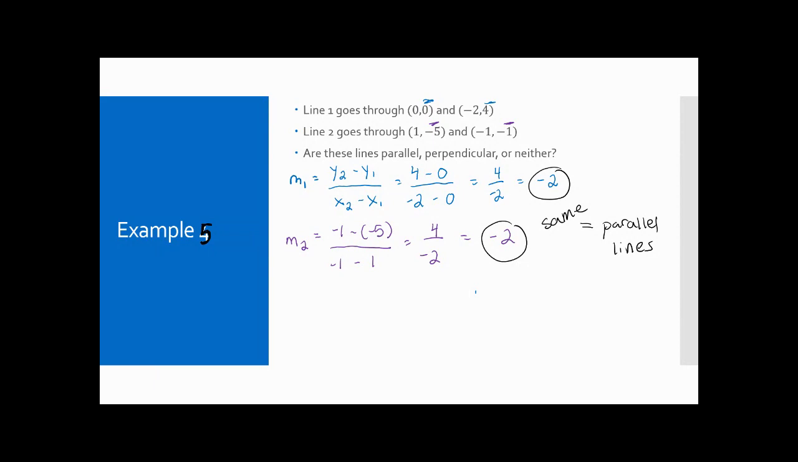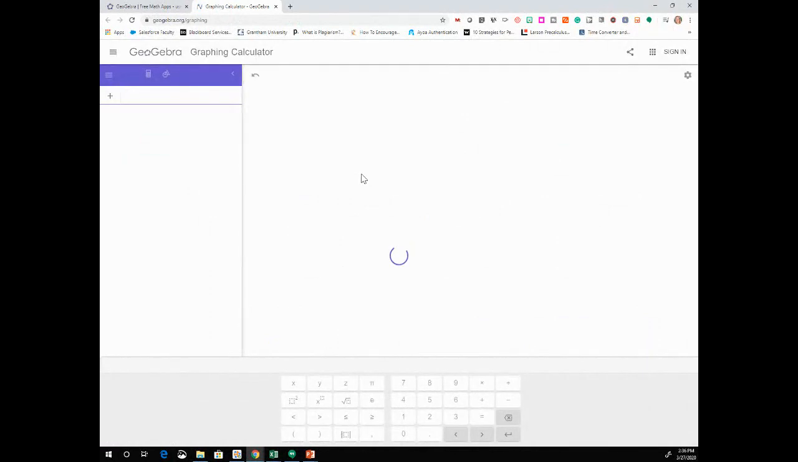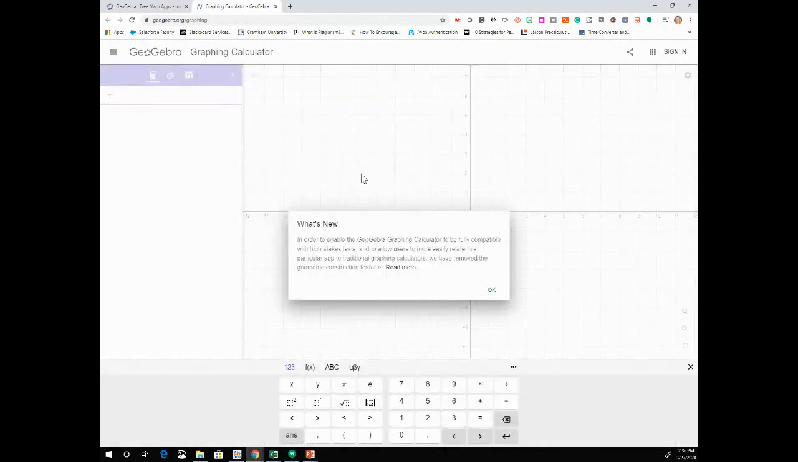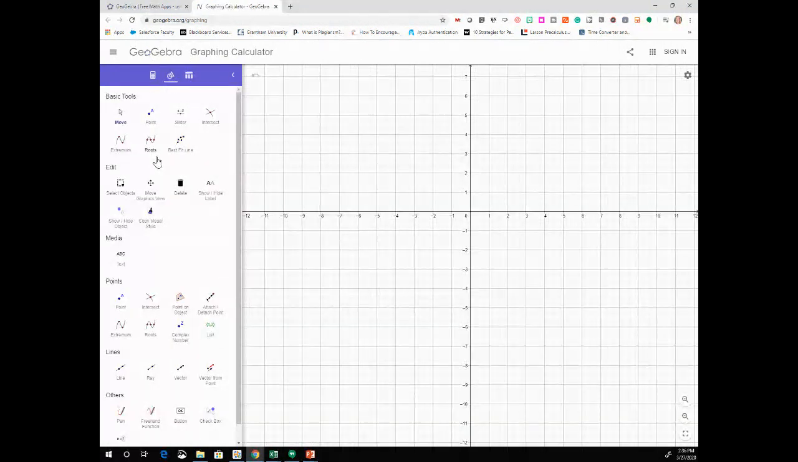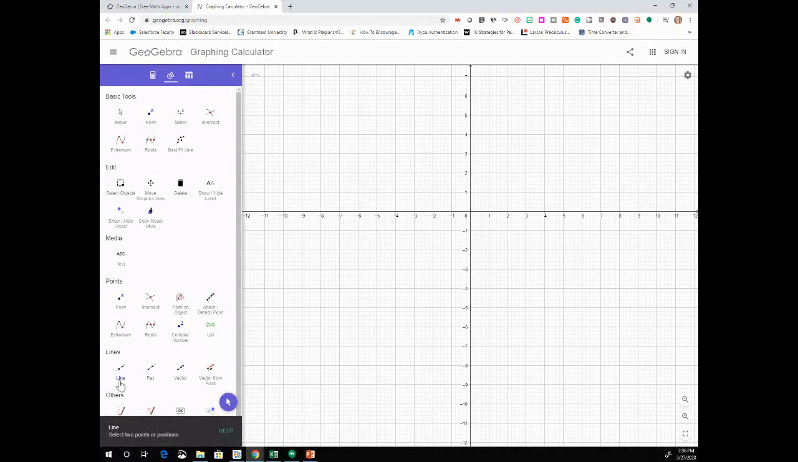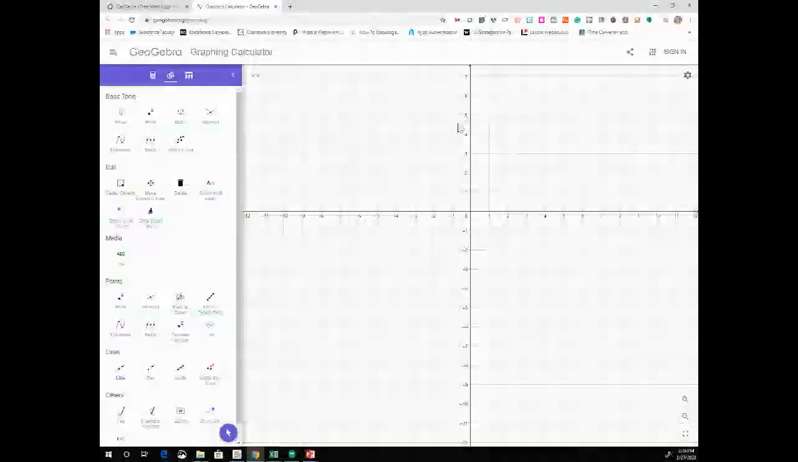I'm going to pull up a graphing calculator that might be helpful here. This is not Desmos, which I often use. This is actually something called GeoGebra, and it allows you to take ordered pairs and draw lines between them. So let's see, I want this line button here. I'm just picking line, and then I'm going to use what I had on my slide here. So we're going to use (0, 0) and then (-2, 4) here.